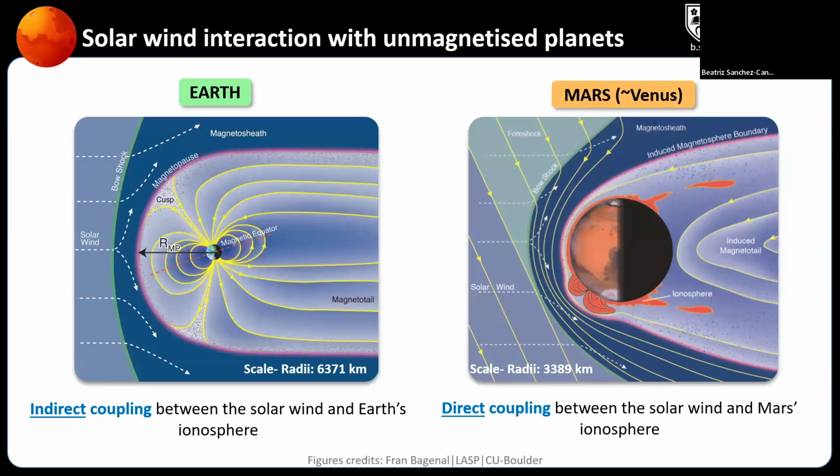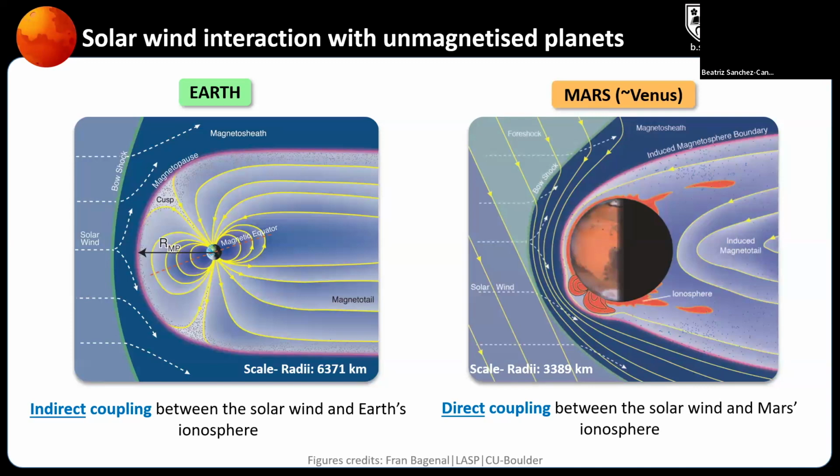So even a very fast stream in the solar wind, which in principle should not create major problems, can cause strong perturbations of the magnetosphere of Mars, simply because the interaction is much closer to the planet. And in principle, that is the same for Venus.